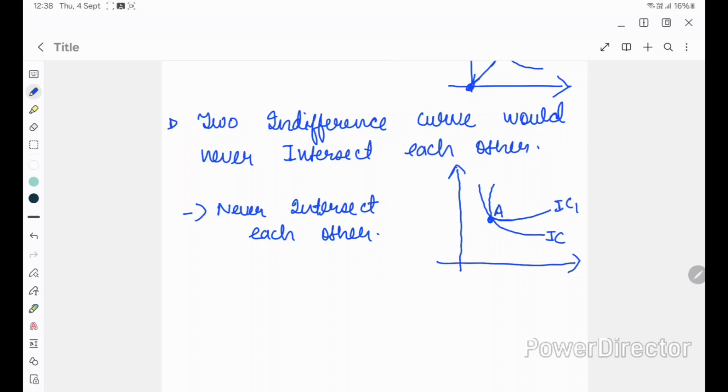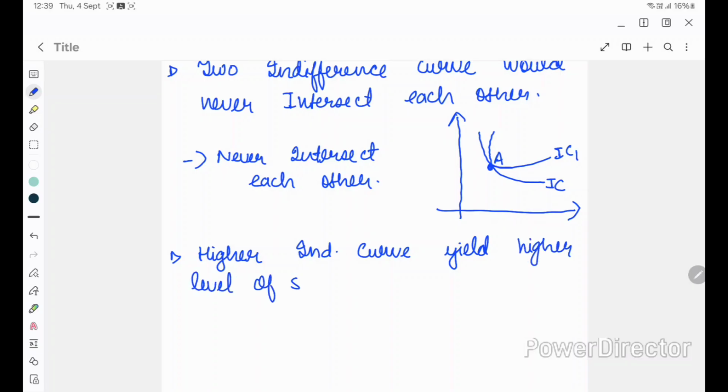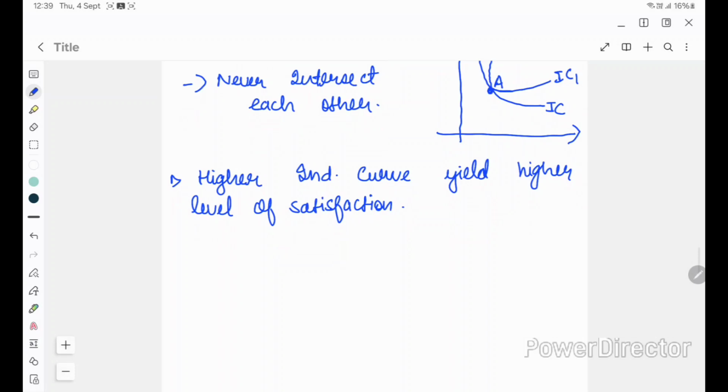This would be even more clear to you with the next property, because the next property says that a higher indifference curve yields a higher level of satisfaction. We already studied about this, because a higher indifference curve will obviously have more quantities of both the goods. Who would not want more of both the goods, right? Anybody would want more of both the goods. We know that there is a diminishing marginal rate of substitution, and because of that, there might be a point after which you would not want to substitute one good for another.